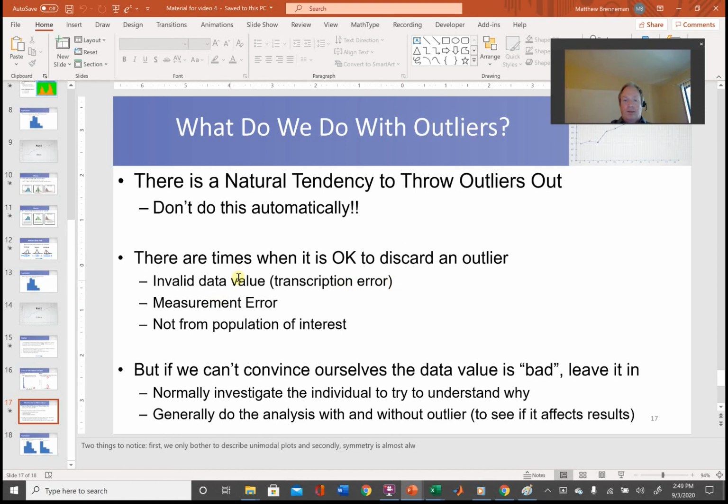Do not. There's only a few times when you can throw out an outlier, okay? When it's invalid, but then that's really an invalid data value. It's not an outlier. It might be really large and suspect, and you check on it and you find out that it's invalid during the process of investigation, a measurement error, or not from your population of interest, okay? But if you can't convince yourself that the data set is bad in any of these three ways, you have to leave the outlier in. And again, just like we said before, if there are suspect data values, we generally do our analysis with and without it, and we report both results.